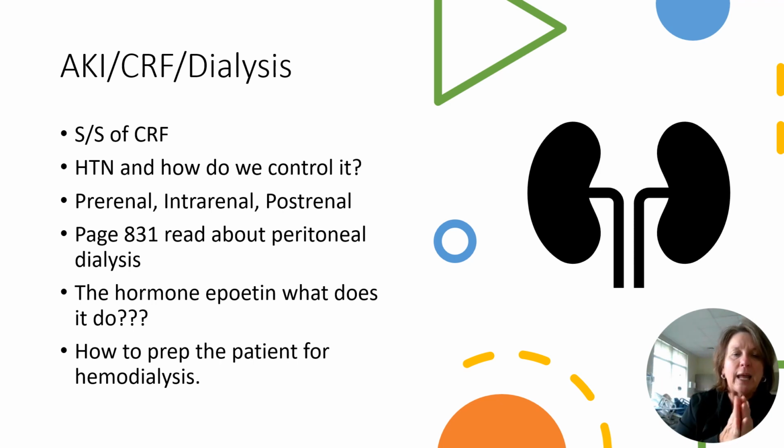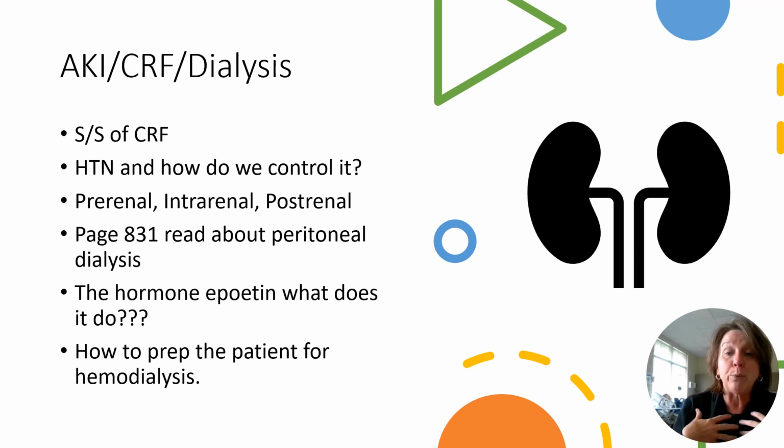On page 831 for my students in their Stromberg Elsevier book, read about peritoneal dialysis. Go through, it compares it to hemo, the pros, the cons. Look at that. Also, I want you to review epoetin. That is a drug. It is a hormone that we can give.